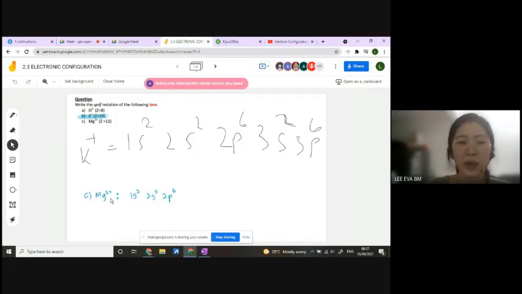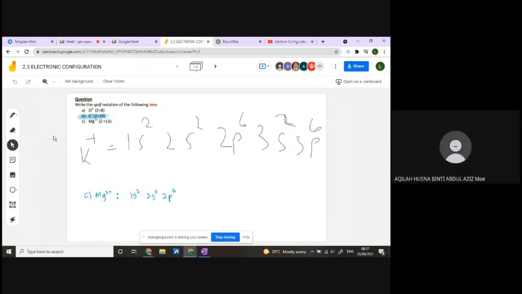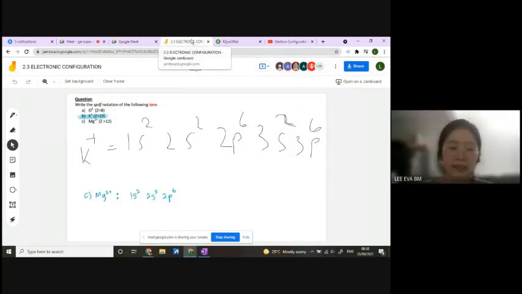Whereas for Mg2 plus, originally we have 1s2 2s2 2p6 and 3s2. That is for neutral. After removing two electrons, you achieve the electronic configuration of which noble gas? Helium, neon, or argon? Neon. Okay, very good. So there is some more practice that Madam wants you to submit inside the Google Classroom. It is also the same pattern: from the neutral, then find out the ion.